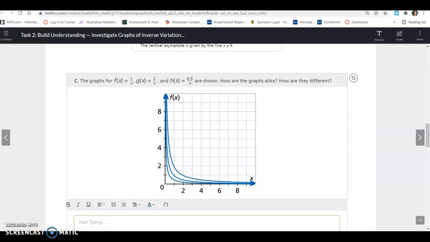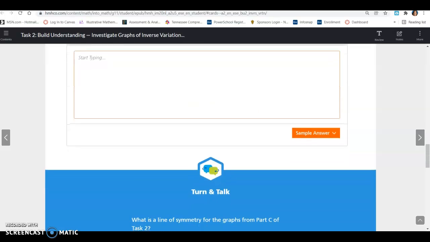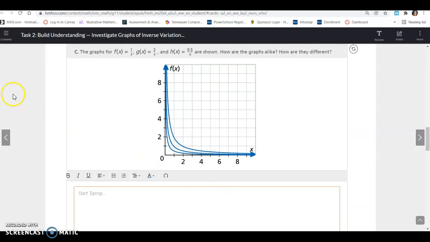And then it says the graphs of f of x equals 1 over x, 2 over x, and 1/2 or 0.5 over x are shown. How are the graphs alike and how are they different? Well, you can see that they all have the same asymptotes, but the difference is they're all a little bit different distance from the origin. So like where they turn, that's where the numbers being different kind of make the graph different. But they all have the same asymptotes and they all have the same end behavior. All right, if you have any questions about task 2, please let me know.